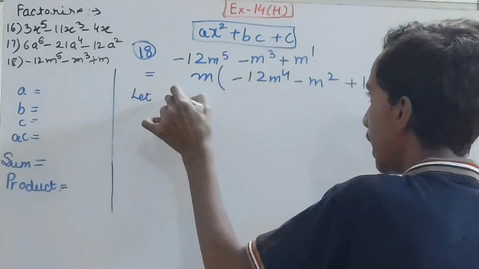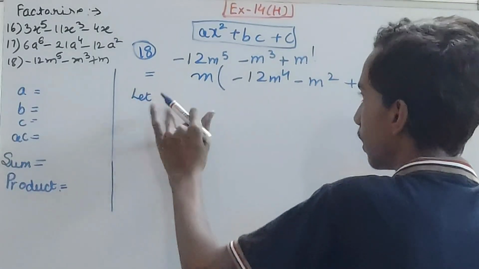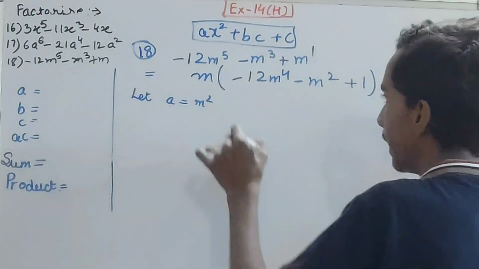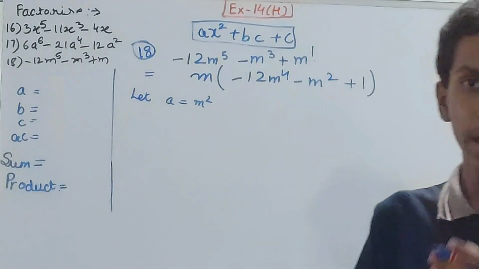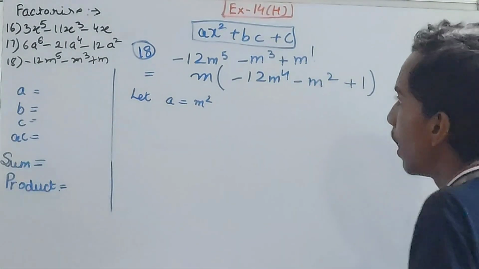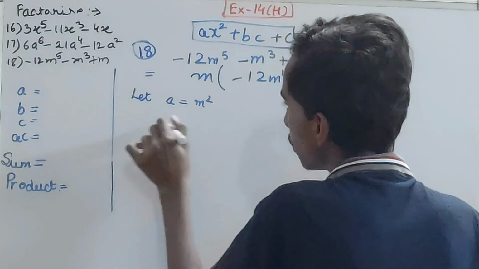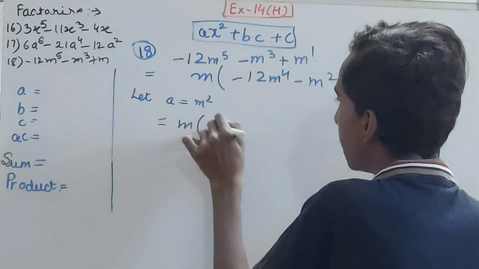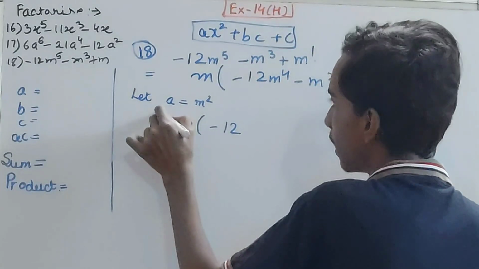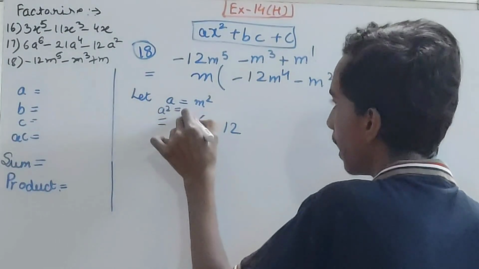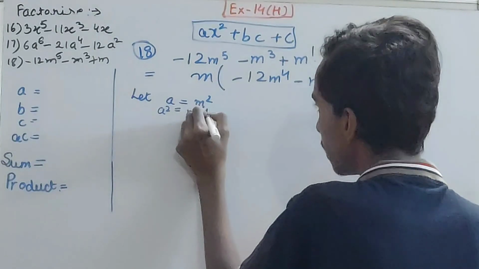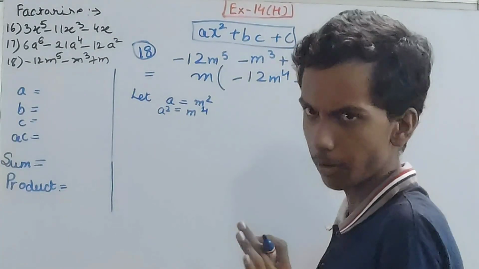Let's say A equal to m square. So the value of m square we are replacing by A. Clear? Now, but this m we are not changing. Here you add one more thing, sorry, I forgot. A square is equal to m square squared, so A square will be equal to m to power 4. That is also very important, right?